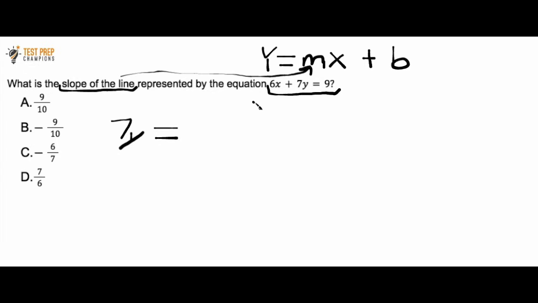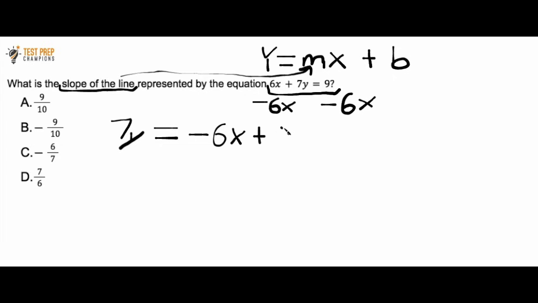So I'm going to subtract 6x from both sides of my equation here. The reason I'm subtracting is because it's positive 6x, so I have to do minus 6x to get the 7y by itself on the left-hand side of the equation. Now in math, whatever you do to one side, you also have to do to the other. So I also have to subtract 6x on this side too. So when I rewrite, I'm left with 7y equals minus 6x plus 9.